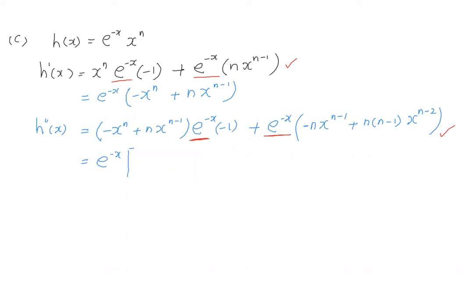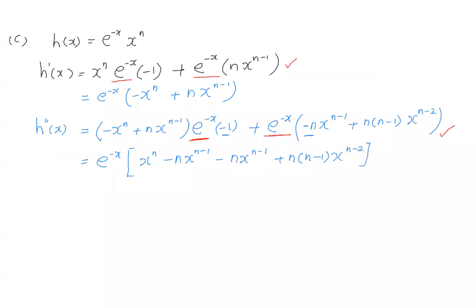Then this one, minus 1, and this one you multiply in, so you have x to the power n minus n x to the power n minus 1, minus n x to the power n minus 1 plus n minus 1 x to the power n minus 2.